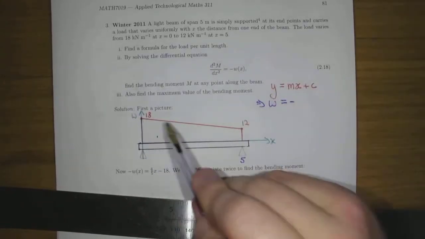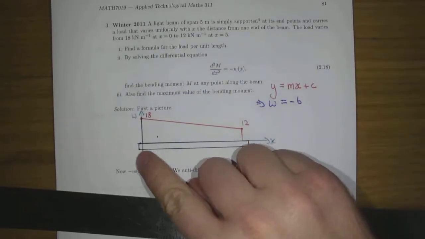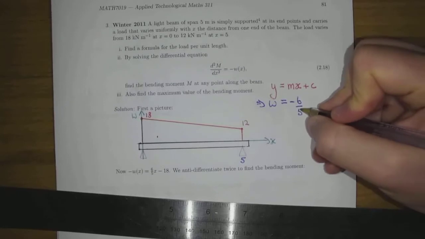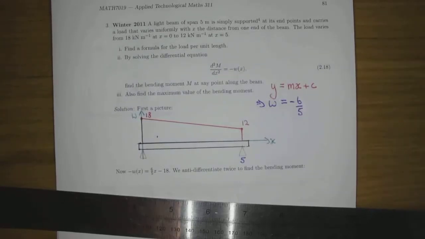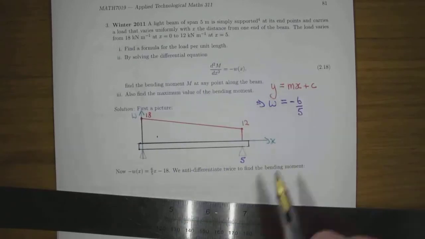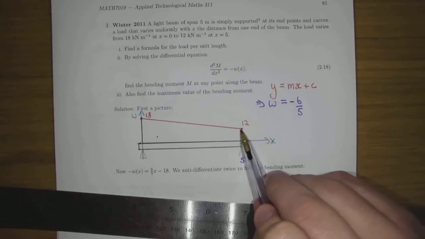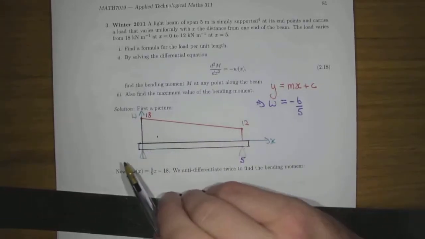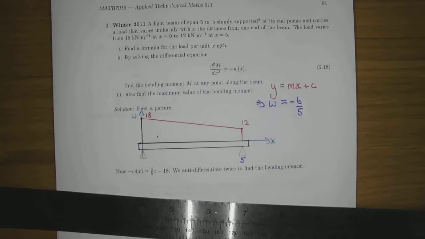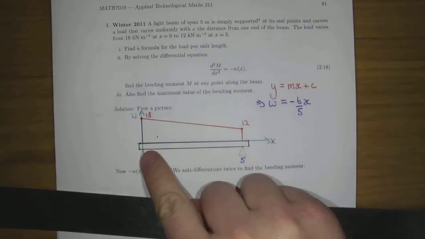So the rise, it's going from 18 to 12, so the rise is 6. And the run, it's going from 0 to 5, is 5. That's the slope. Now, that's saying the rise over the run, and it's negative. Alternatively, you can say the rise is minus 6 over the run is 5, so you get minus 6/5. Or you can go from here to here and say the rise is 6, but then the run is minus 5, and you get 6 over minus 5, which is the same as minus 6/5. Times x, and c is where it cuts the y-axis.